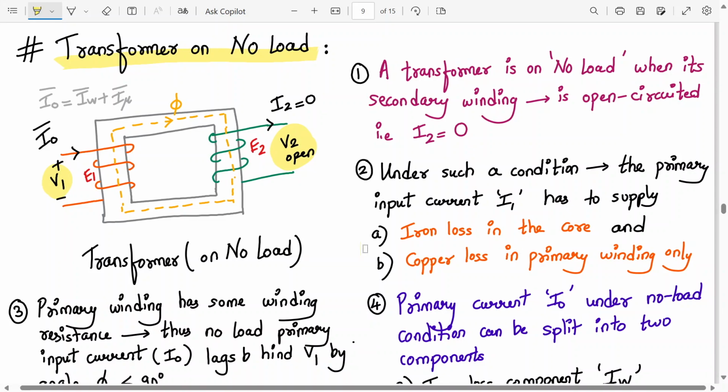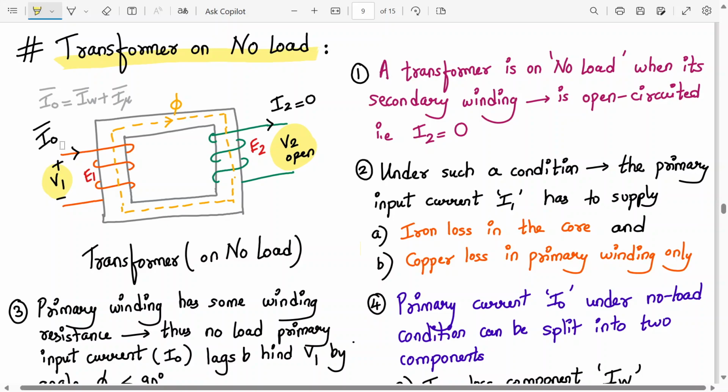So under such a condition, the primary current I1 has to supply the iron loss in the core and the copper loss in the primary winding only, because the secondary current I2 has become 0. So the loss associated with it, that is I2 squared into R2, is gone. So we have to rewrite the formula: the iron loss in the core will remain the same, but the copper loss in the primary winding will change slightly. The primary winding has some winding resistance. Thus no load primary current, here we are saying I naught. We are not saying I1 because we are considering the no load primary current.